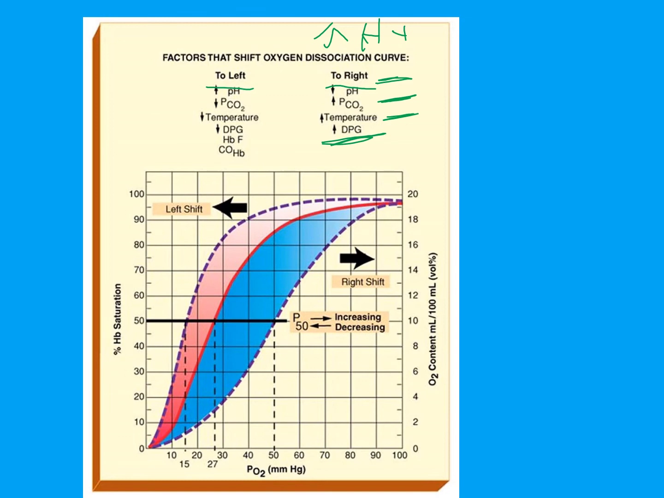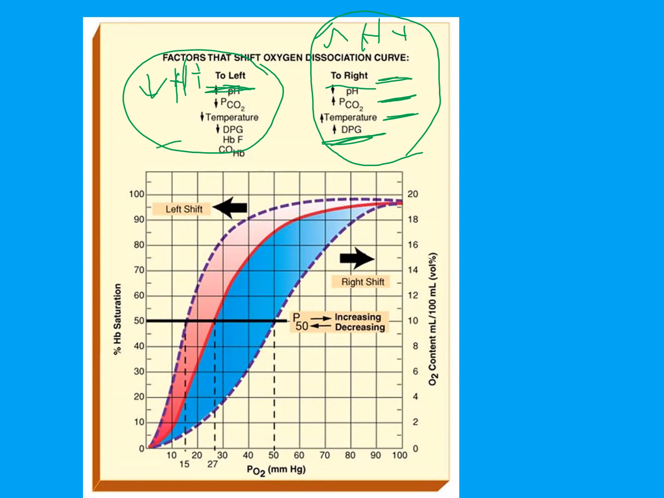Right, that means anything that's increased would be a right shift. And that's why instead of doing pH, I did hydrogen ions, H+. Therefore, anything that's decreased would be a left shift, right? Low hydrogen ions, which would be an alkalosis, low CO2 levels, low temperature, low DPG, BPG, fetal hemoglobin. Fetal hemoglobin would be high, but that's if they're a baby.